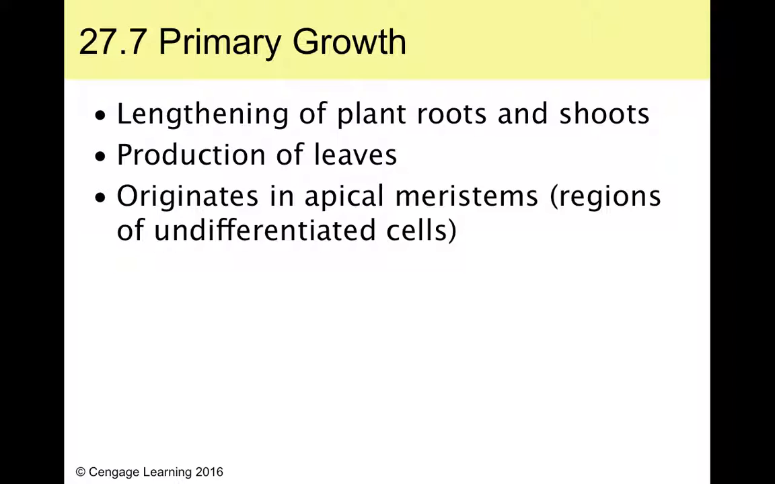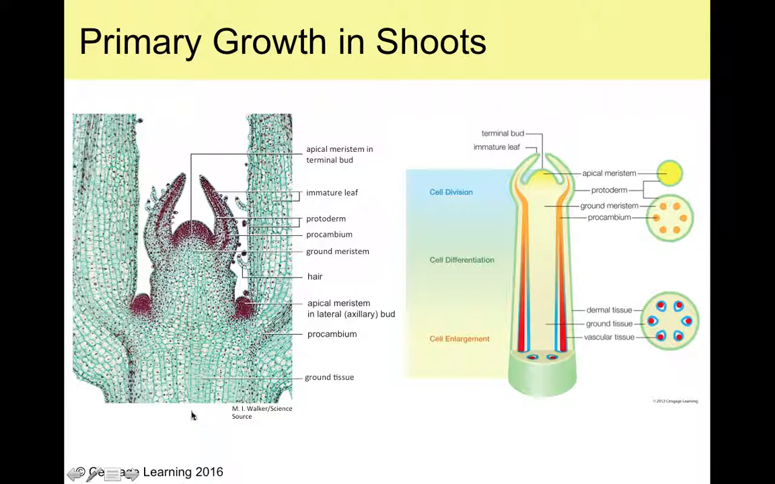They originate in the apical meristems, like we mentioned before. There's the RAM and the SAM. The root apical meristem makes roots longer, and the shoot apical meristem makes the stem taller, and that is undifferentiated cells that are pretty much constantly dividing. It's always dividing cells in the plant. That's called a meristem.